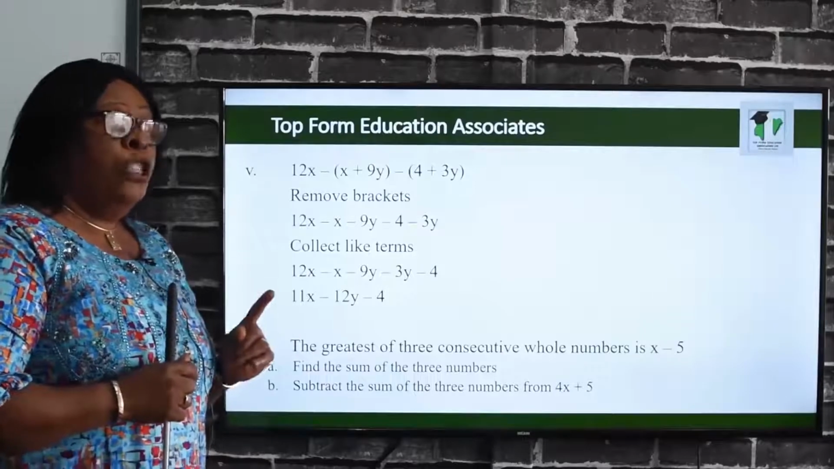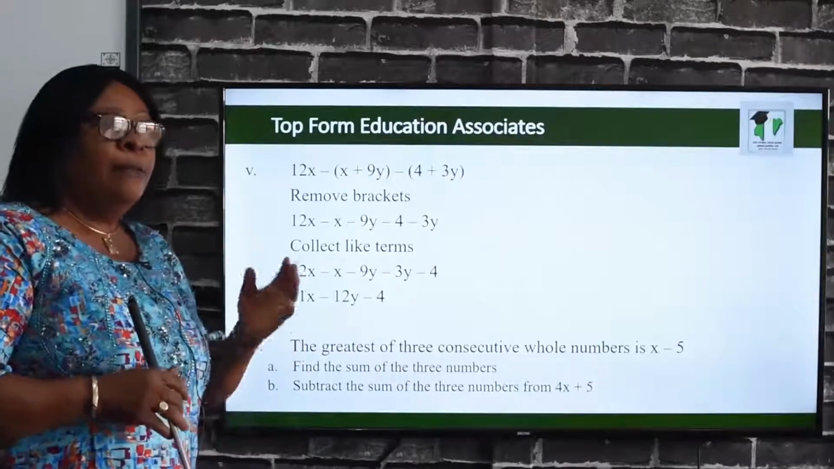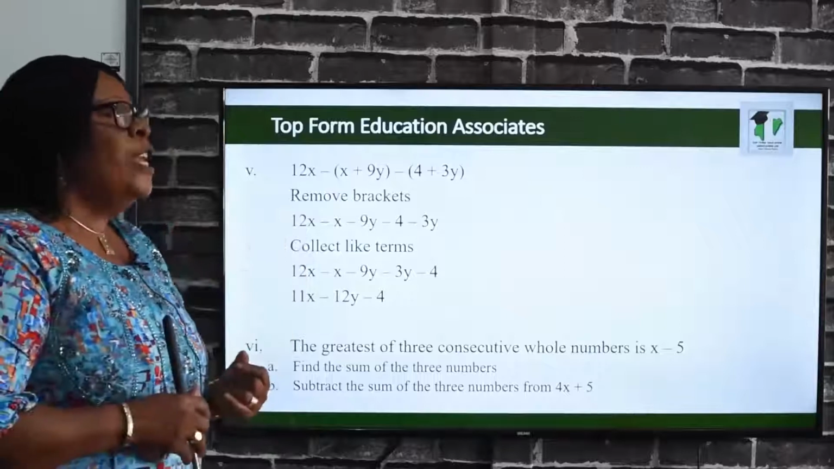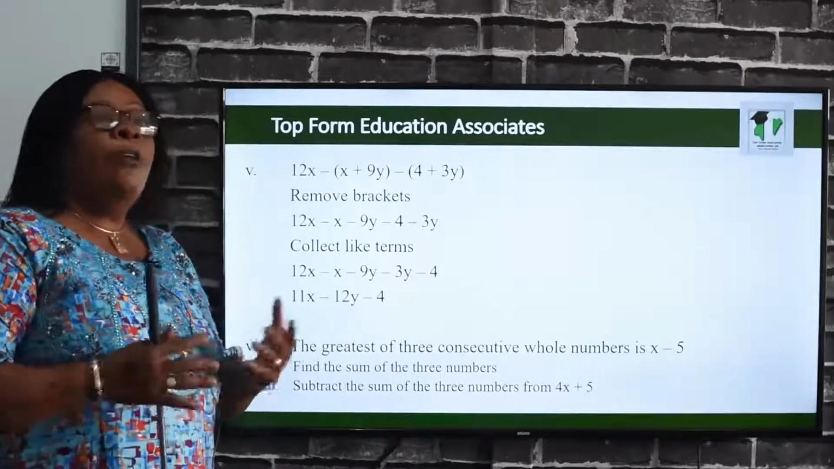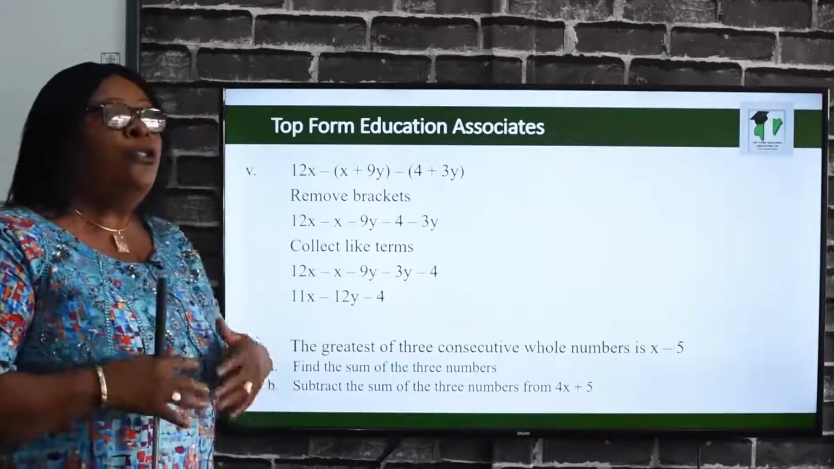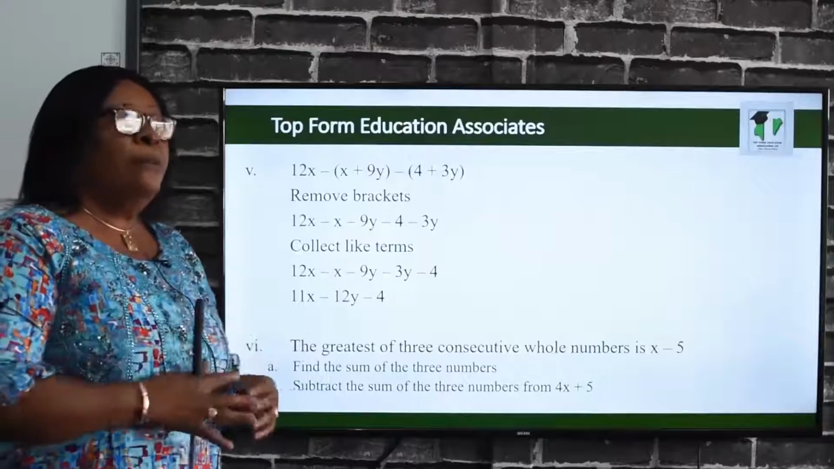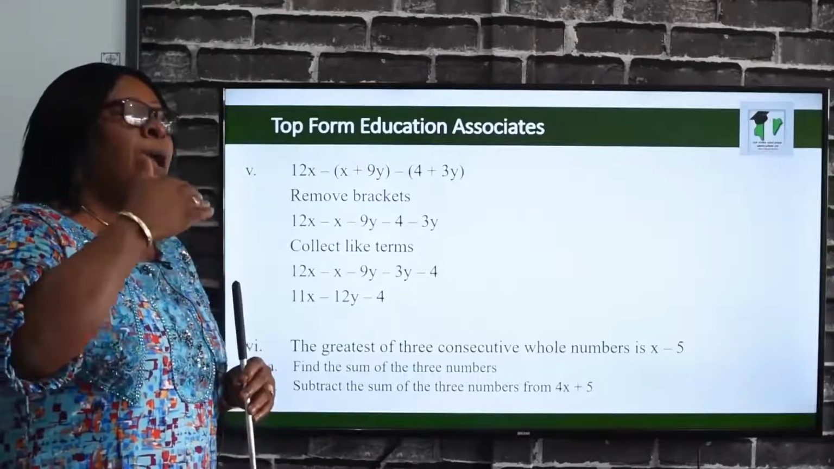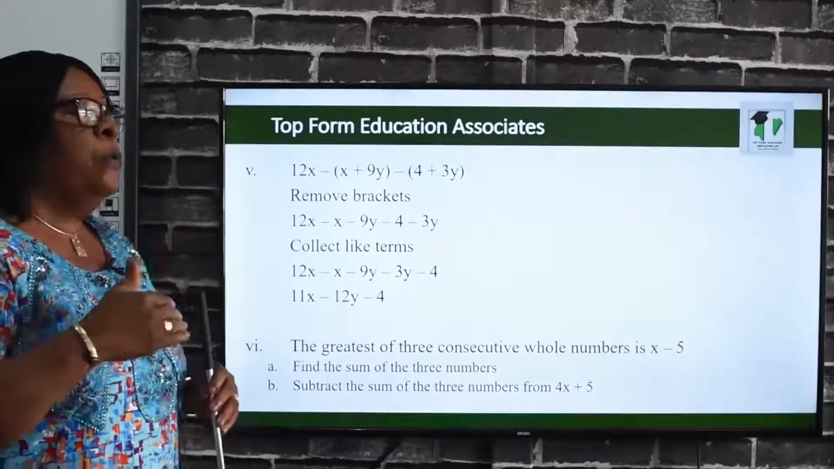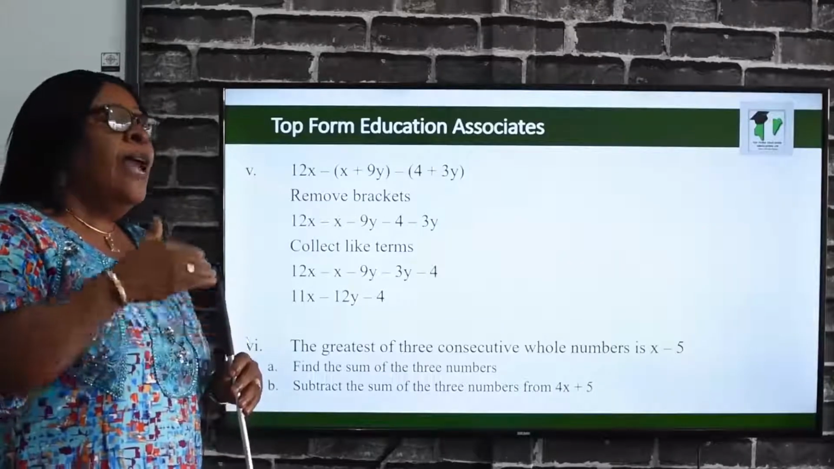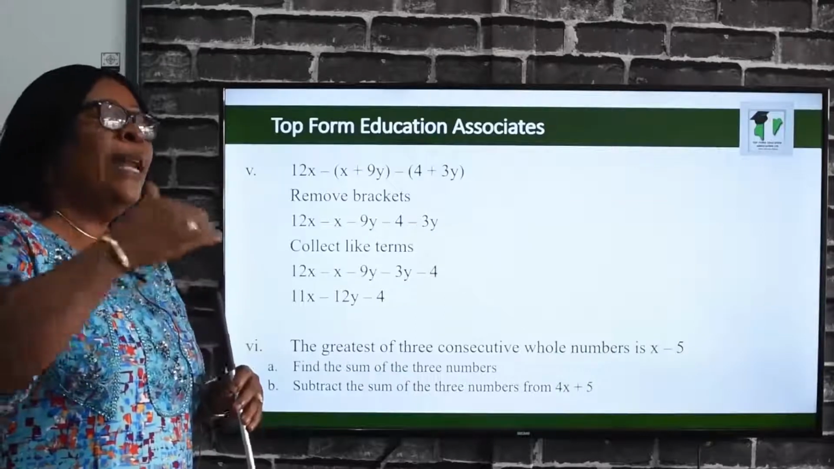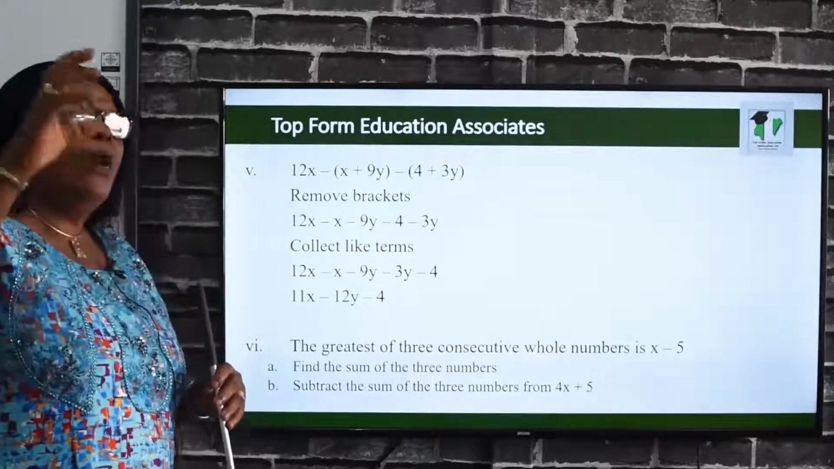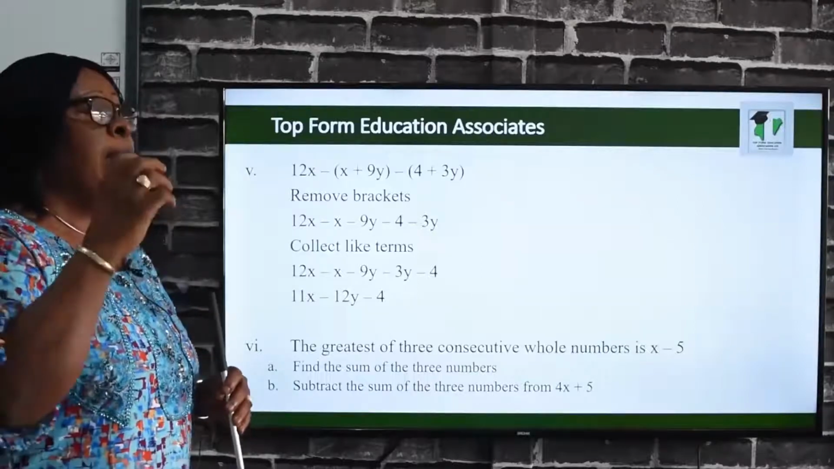However, in algebra, remember that a letter stands for a number. So if you have x, x is a number. That number can be 1, it can be 2. So assuming x is 1, the next number to x will be x plus 1, giving you 2. The next will be x plus 2, which will be 3 when x is 1. X is a number, so you can still have consecutive numbers in algebra.